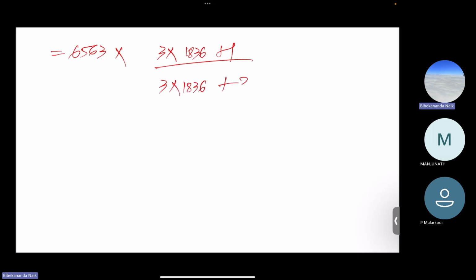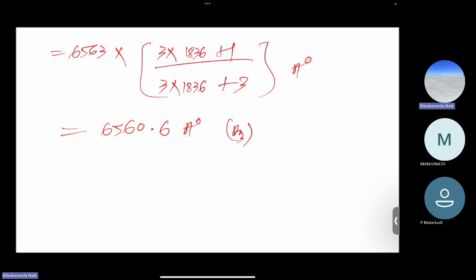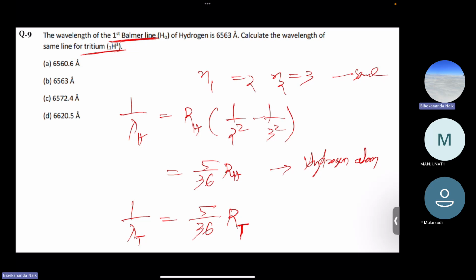So if you calculate it, it will give us 6563 into (3 into 1836 plus 1) divided by (3 into 1836 plus 3). So it will give you 6560.6 angstrom. So the correct option will be option A.